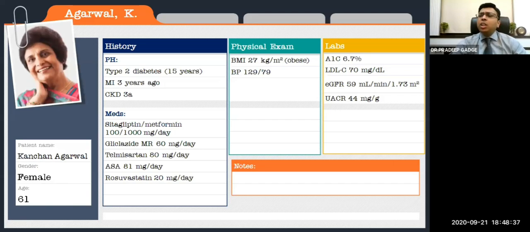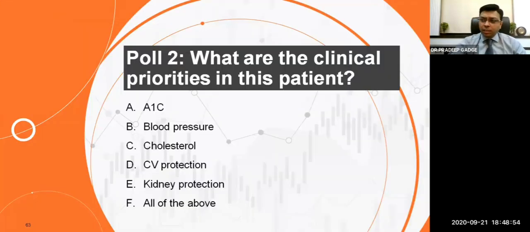Remember, treat your patient aggressively when it comes to dyslipidemia. Don't just treat it with a small placebo type of dose, 5 milligrams and all. Treat them aggressively. Lipids should be well controlled. Now, what are the clinical priorities in these patients? You can take the poll, Abhishek.